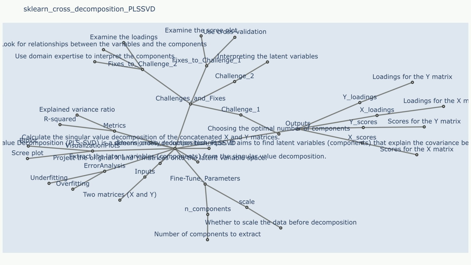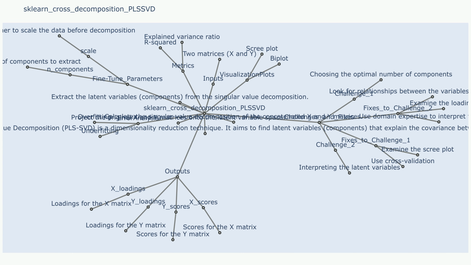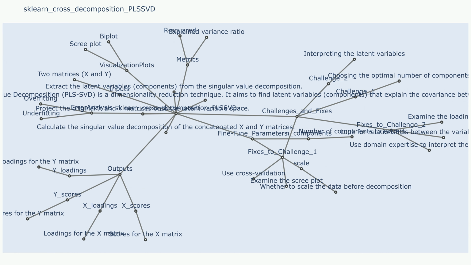sklearn.cross_decomposition.PLSSVD. Description: partial least squares with singular value decomposition (PLSSVD) is a dimensionality reduction technique that aims to find latent variables that explain the maximum covariance between two data matrices, X and Y. It's a powerful tool for analyzing data where variables are highly correlated or where the goal is to identify common patterns in both datasets.